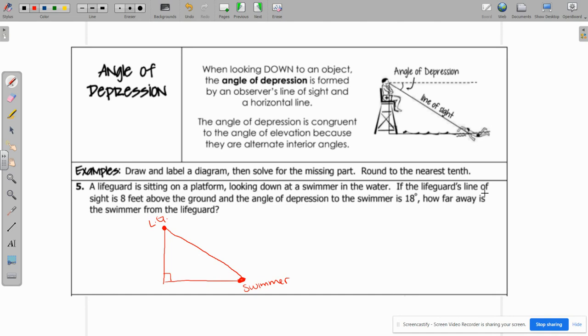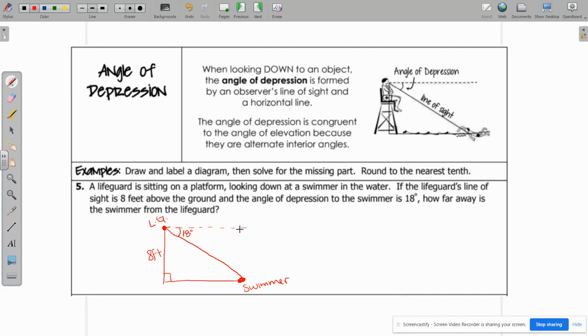So it says if the lifeguard's line of sight is 8 feet above the ground, so the lifeguard is sitting up here, they are 8 feet above the ground. But they're going to look down at an angle of depression to the swimmer at 18 degrees. This is not 18 degrees right here. Remember, it has to be from a horizontal. So although it's not part of my picture right now, if the lifeguard were just hanging out, sitting, looking straight out, here would be their line of sight. So the angle of depression is down from the horizontal. So from the horizontal, this is actually the 18 degrees.